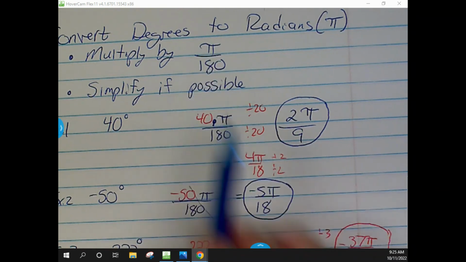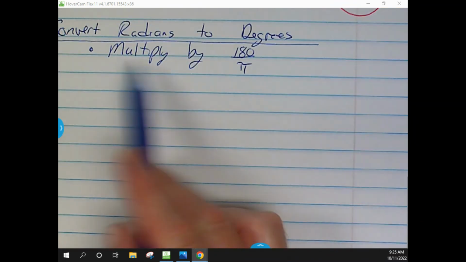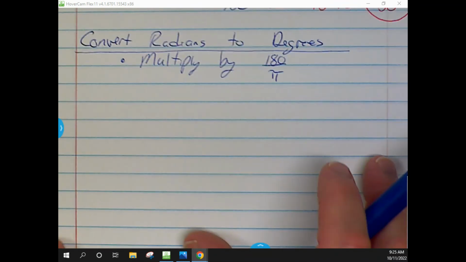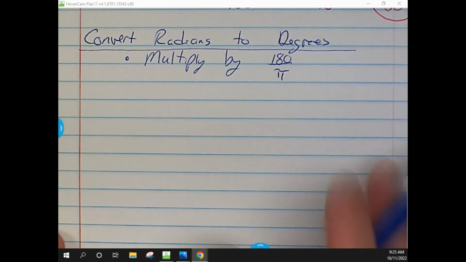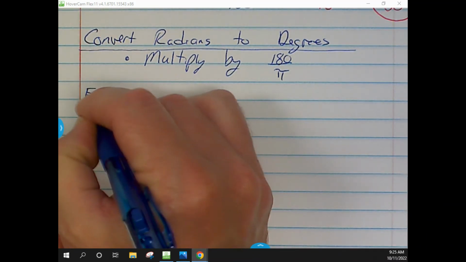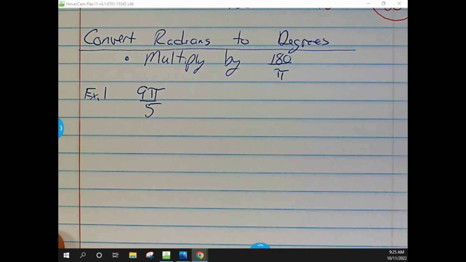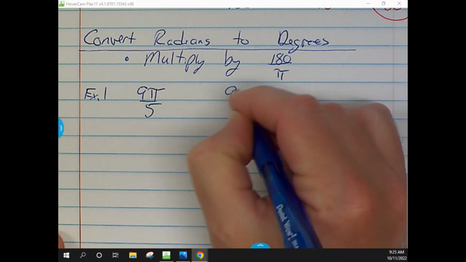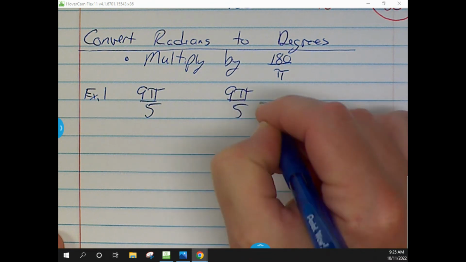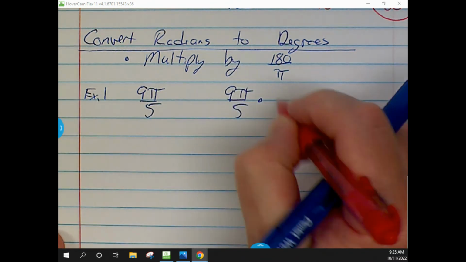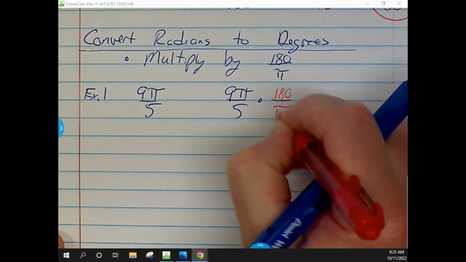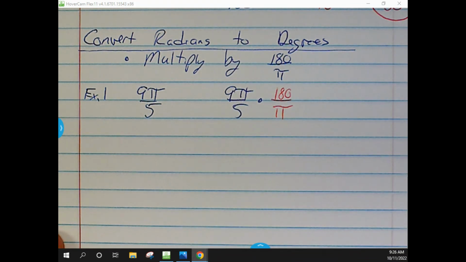So if you're going degrees to radians, it's pi over 180. Radians to degrees, it's 180 over pi. Because again, they're opposites of each other, they're inverses. So we're just flip flopping on these. So this would be one of those where, if you have a number that's not on the unit circle, if it's 9 pi over 5, you just take that number and then you multiply by 180 over pi.